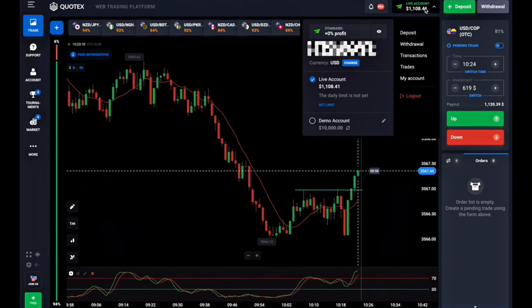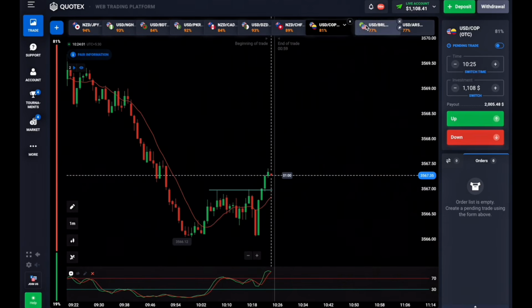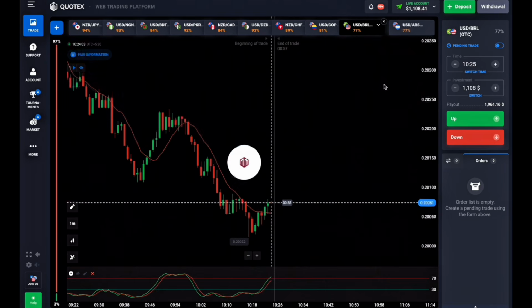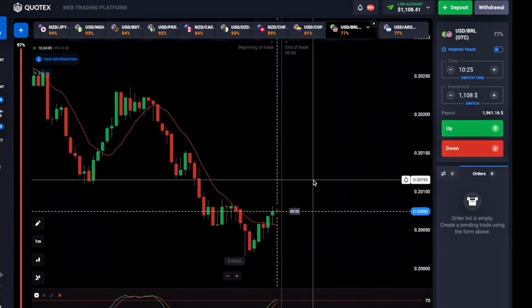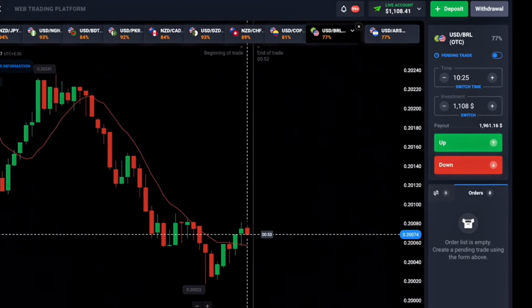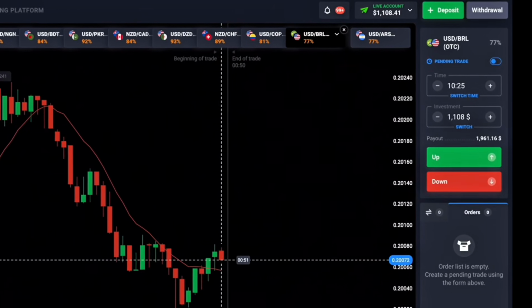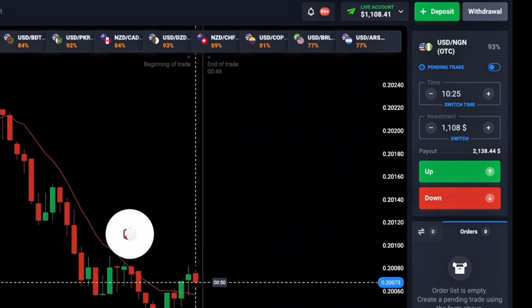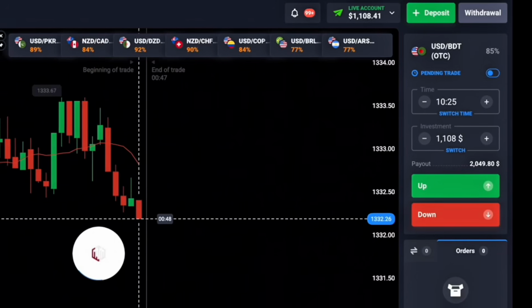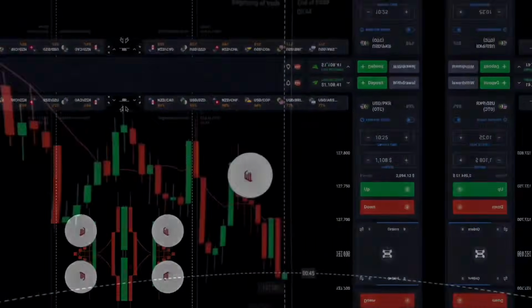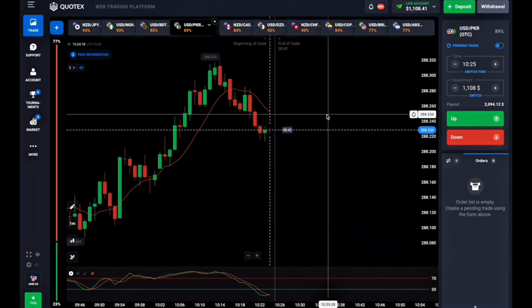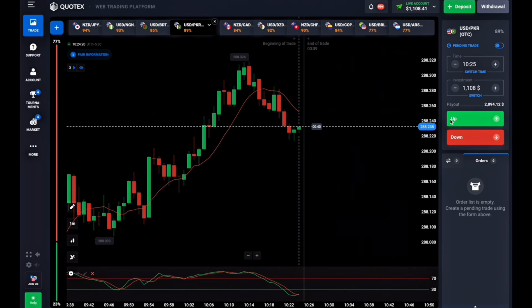This is my live account. I am planning to take one more trade, one last trade of this $1,108. If I win this last trade, my capital will be $2,000. So let's see if I can find that high probability trade setup. This is my last trade, so I do not want any mistake.